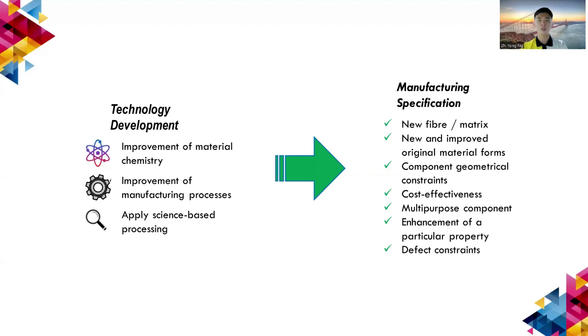The technology advancement also allowed the manufacturing of composite products to match certain specifications, such as the requirement of changing to a new matrix or fiber, new or improved original material forms, or the production of components with complex geometry to increase the cost effectiveness of the whole process, or to manufacture a component which is multi-purpose, or to enhance a particular property of a product, or the consideration of defect constraints.